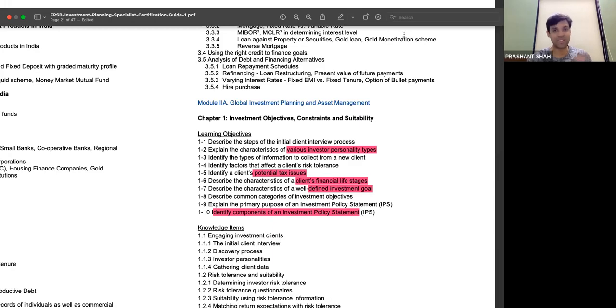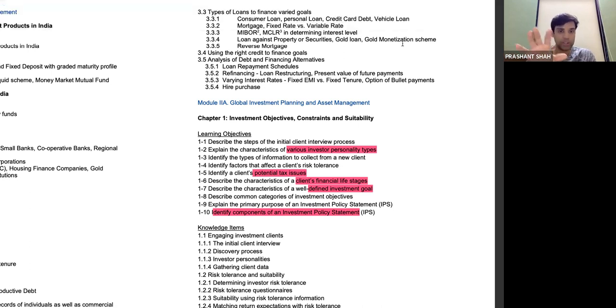Hello, friends. So, starting with the heaviest component of investment planning specialist, that is the investment planning itself. Now, this component, as I explained earlier, has 60 percent weight in the curriculum. That means you should expect around 45 questions out of 75 from this particular section only.